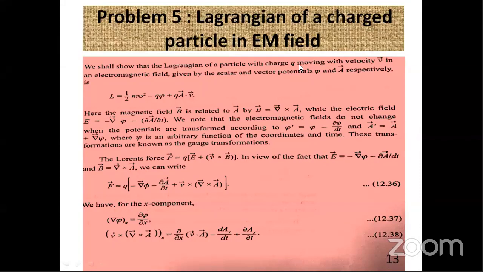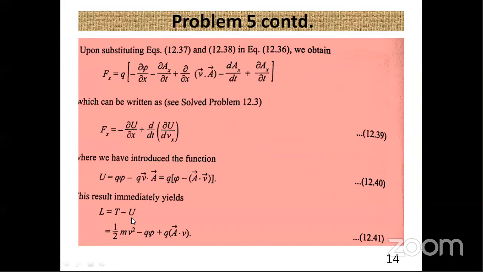So we go to now, after writing the x component, we go to which? We go to 14th slide. 14th slide.